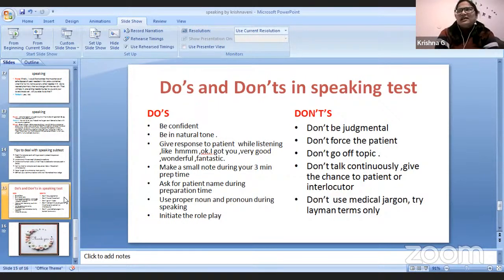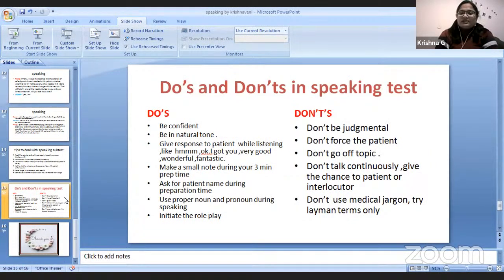And if the patient is saying, I think my blood sugars are okay at the moment, don't be judgmental and say, yeah, your blood sugars are very fine now, so no need to take injection. Don't deviate from the topic, and don't be judgmental to the patient. Another important thing is don't talk continuously. Give the chance to the patient or the interlocutor to raise questions or concerns. If you talk continuously, there will not be any chance for them to raise questions and to lead the role play card forward.